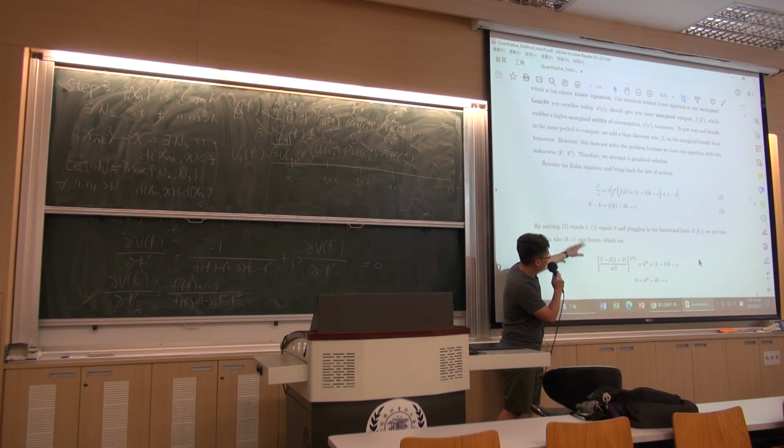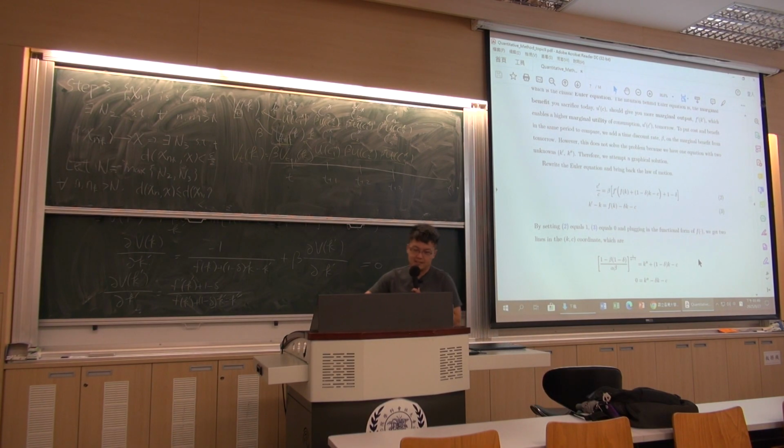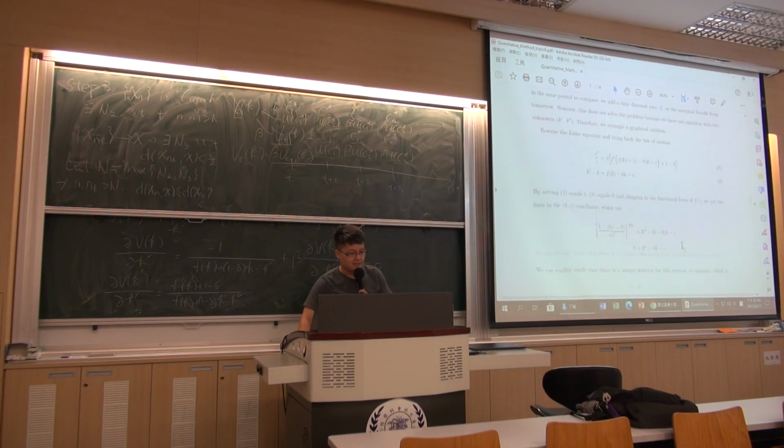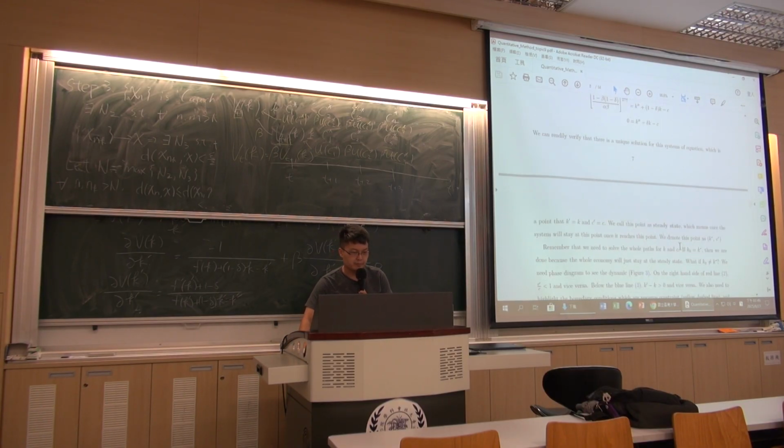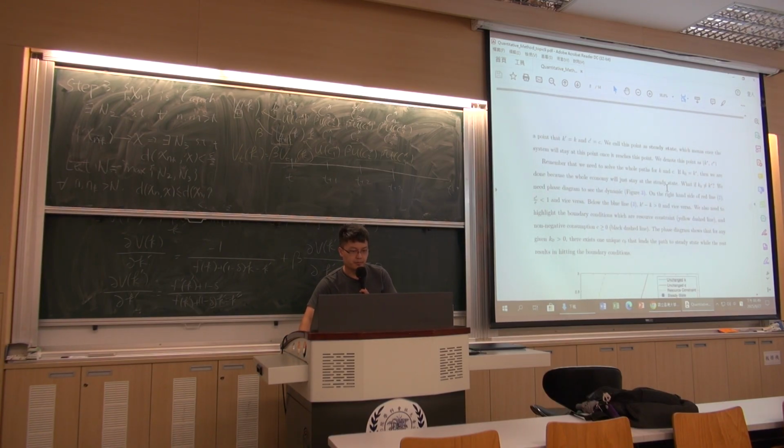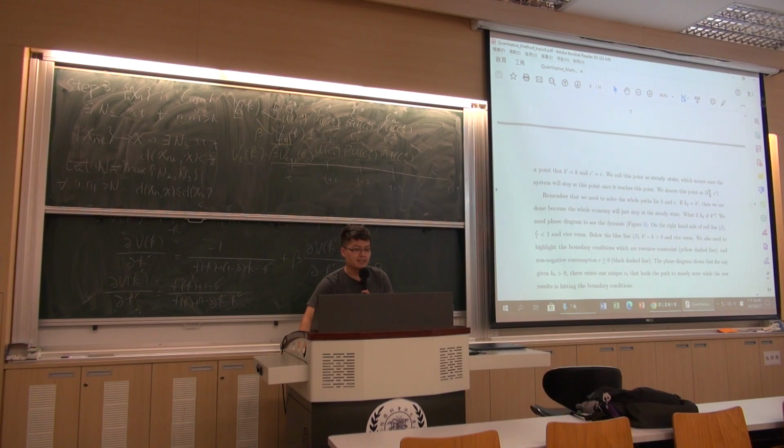Does that point exist? Yes. You can actually try to solve the equations here, and you will see that it does exist, and the solution will be unique as well. So we will call that state K star and C star. We call it the steady state. So this is just a guess.